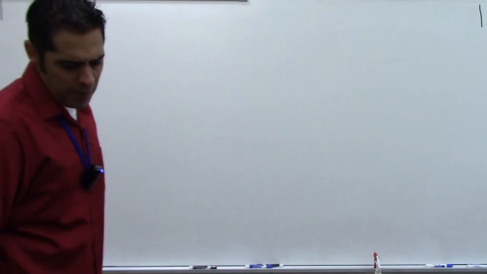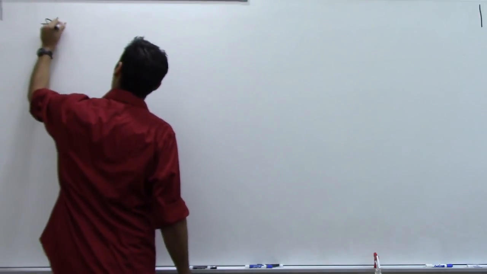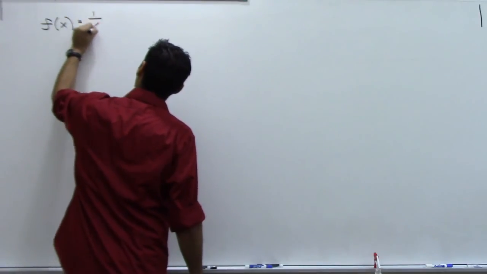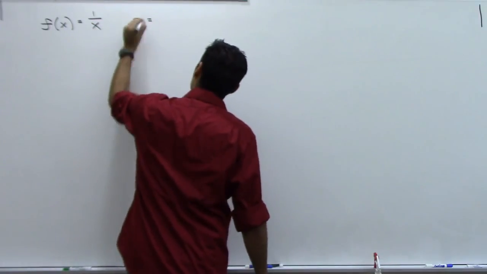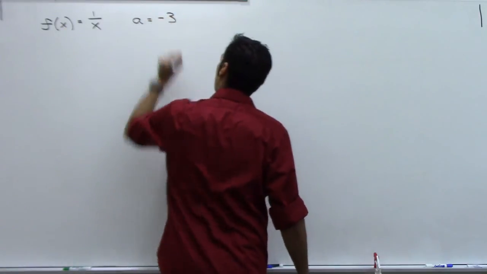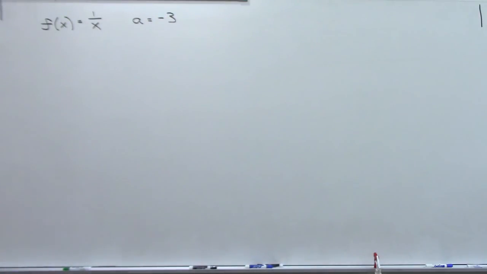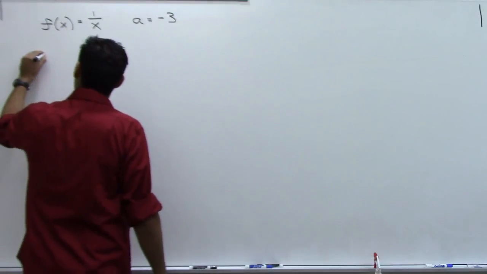Next one, 1 over x is the function. And we're going to do it about a is equal to -3. All right, so here we go. We are going to start doing our derivatives.